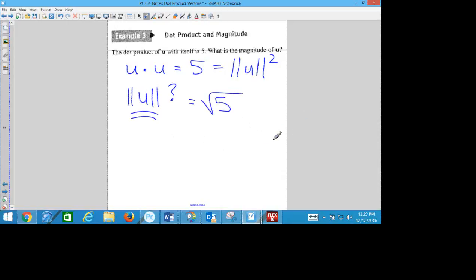I'll just square root the 5. Now, will I need a plus minus if I square root? What's magnitude? Magnitude is length. So we don't need plus and minus, we just need plus, because there's no negative length. So it would just be this answer.